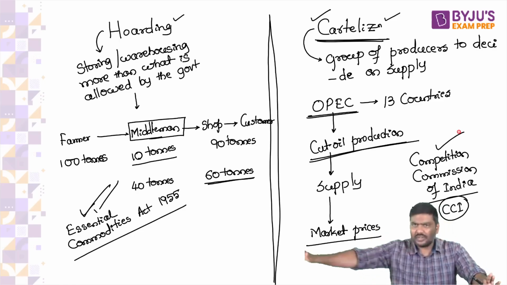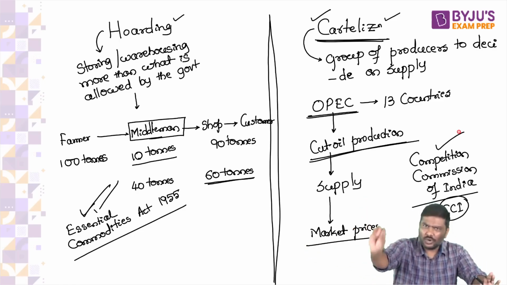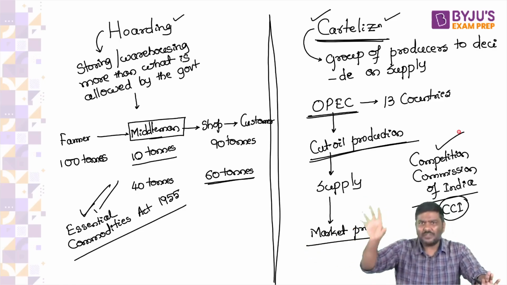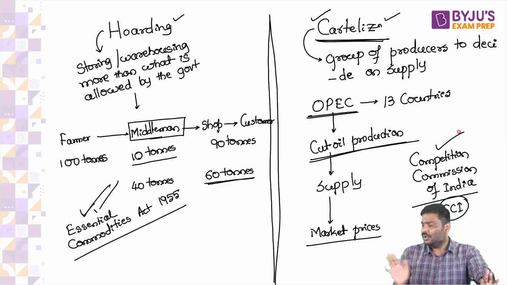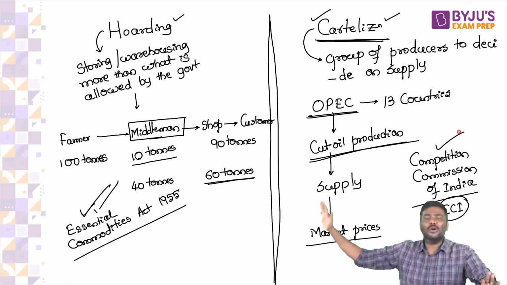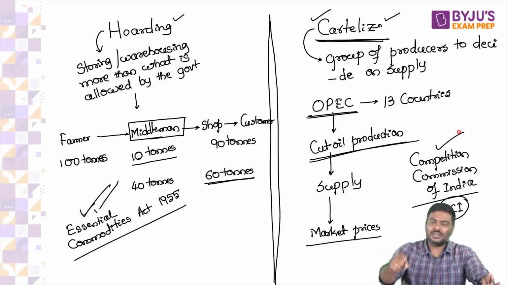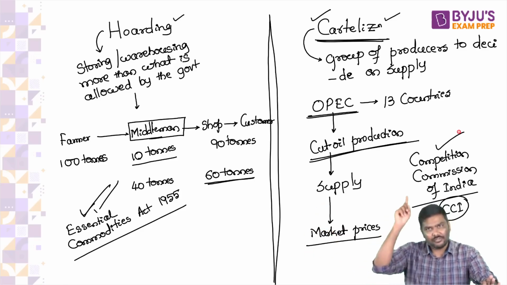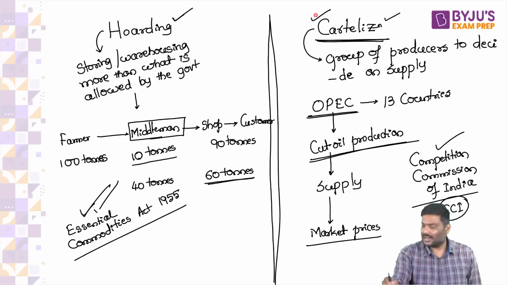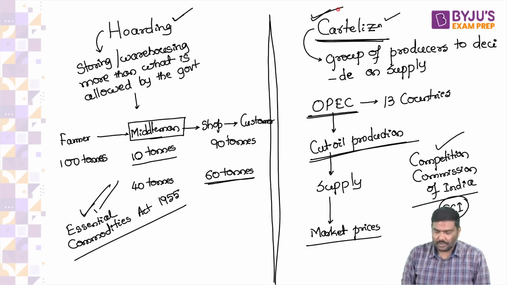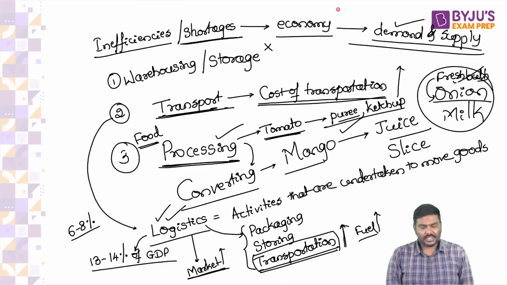Whether you are the only supplier or there are a group of suppliers, you should not be involved in taking unfair policies. You should not be having any unfair policies. If you are having unfair policies, the Competition Commission of India will penalize you. Done. So, hoarding, cartelization. Can we go next now? Any problem with this?